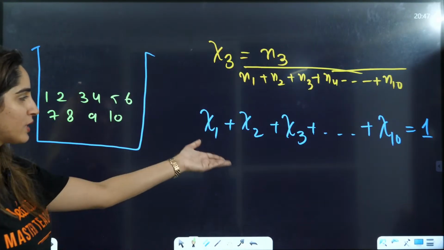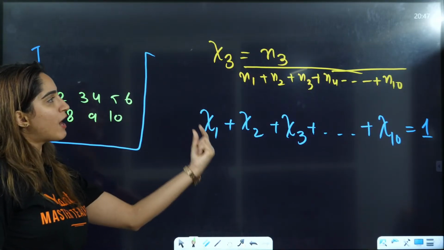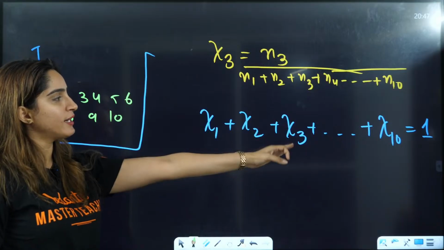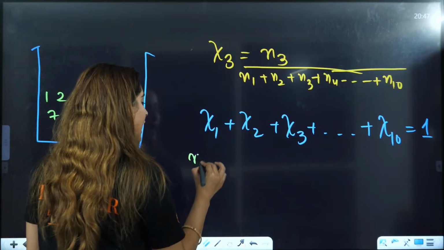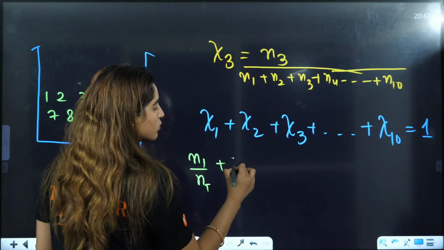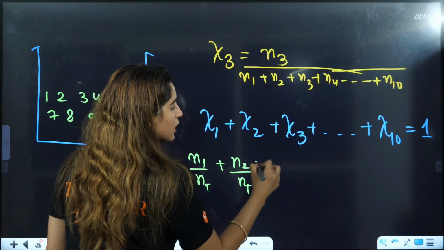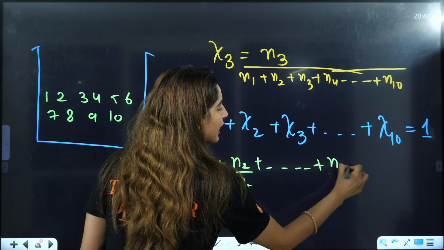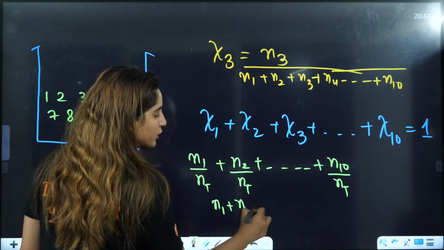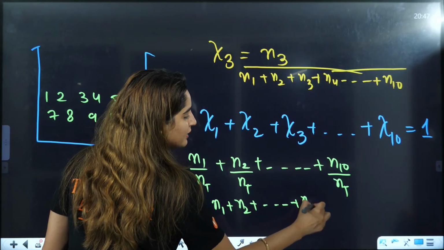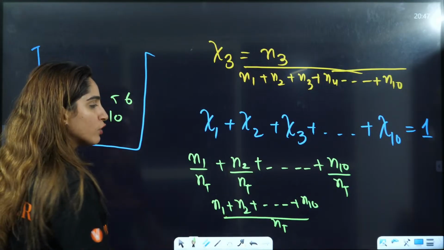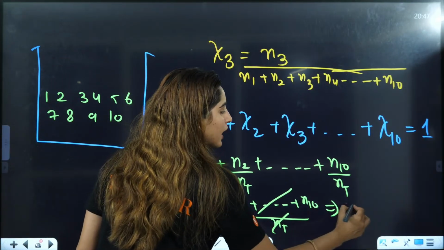Even here, the mole fraction of 1 will be N1 divided by Nt, N2 divided by Nt, N3 divided by Nt. Nt means total moles. So adding them: N1 divided by Nt, plus N2 divided by Nt, plus so on up to N10 divided by Nt, that will be N1 plus N2 plus so on plus N10, divided by Nt. Now Nt is nothing but the addition of all of this. You cancel it, you will have 1.